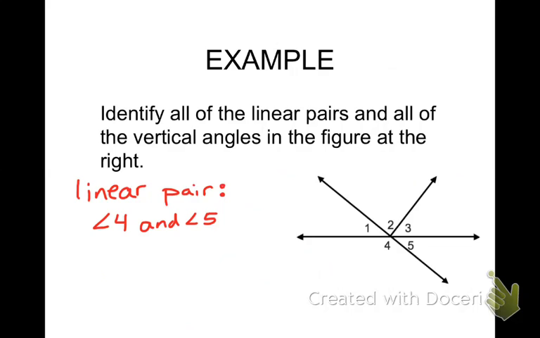Is there another set of linear pairs? Where? 1 and 4. Yeah. Angle 1 and angle 4 would be a set of linear pairs. Does everybody see that? Do we have any other ones? No, because 2, 3, and 5 would add up to 180, but they're not a linear pair. So those would be all of our linear pairs. All right, now let's do our vertical angles.